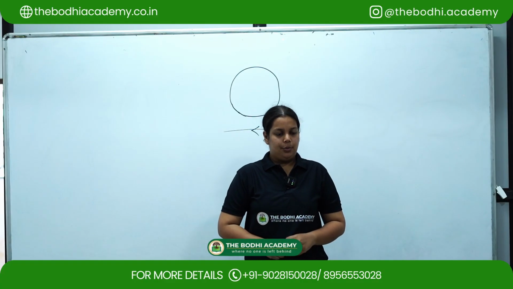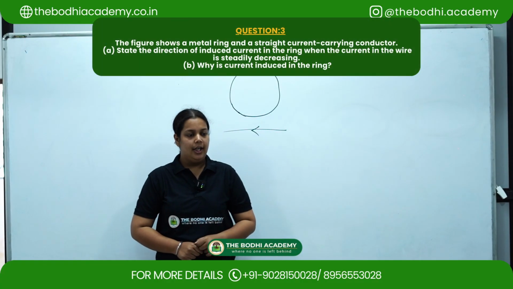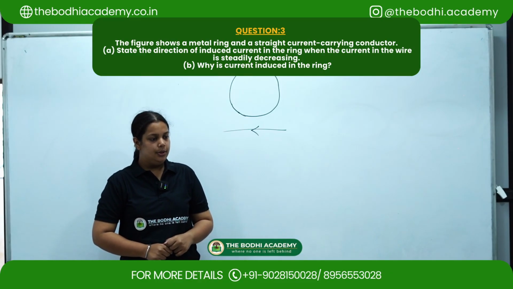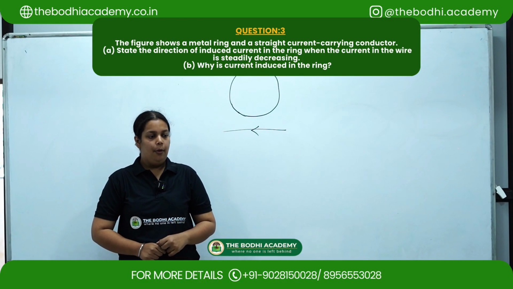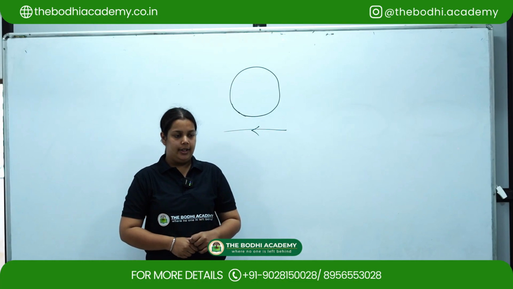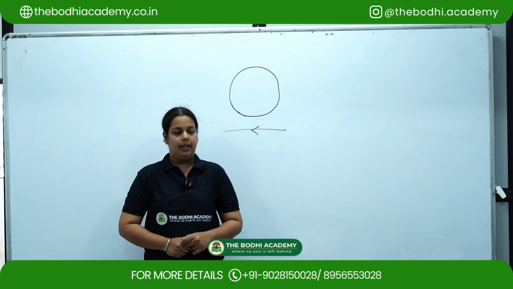Let's move on to the next question. The figure shows a metal ring and a straight current carrying conductor. State the direction of the induced current in the metal ring when the current I in the wire is steadily decreasing, and why is the current induced in the metal ring.